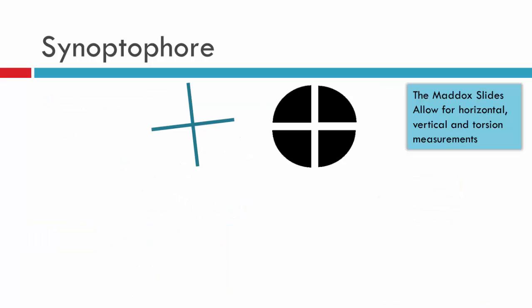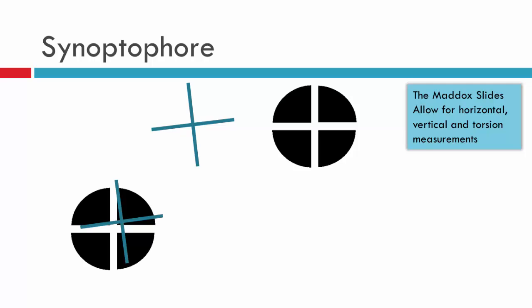So what the patient will have is, in one slide they will have the circle, and in the other they will have the cross. And their task will be to move that cross into the centre of the circle and ensure that it sits perfectly within that circle. So as an example, we can have here a patient who might have horizontal, vertical and torsional displacement of the cross. In other words, using the Maddox slides, you can actually correct all 3 components.